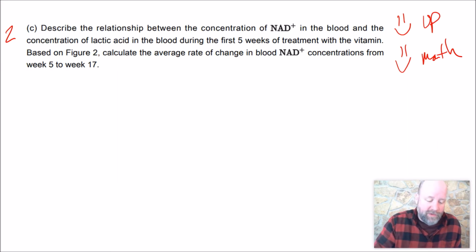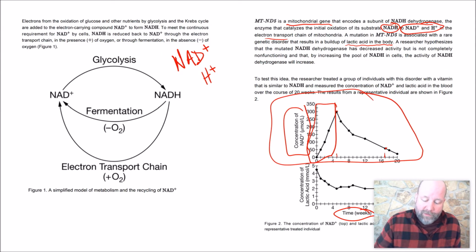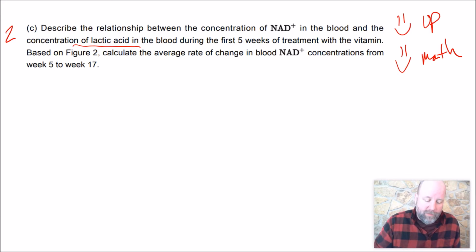So to answer this question, the concentration of NAD plus in the blood, oh, and it's also asking about the lactic acid. So I don't think that did go up. I think that went down. First 5 weeks, yeah, it goes down. So all we have to do is say that in the first 5 weeks of the treatment with the vitamin, the NAD plus in the blood went up and the concentration of lactic acid went down. So you could just say the NAD plus went up while the lactic acid went down.